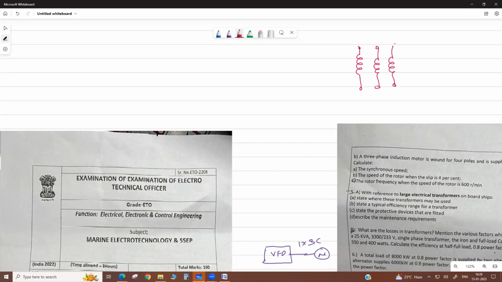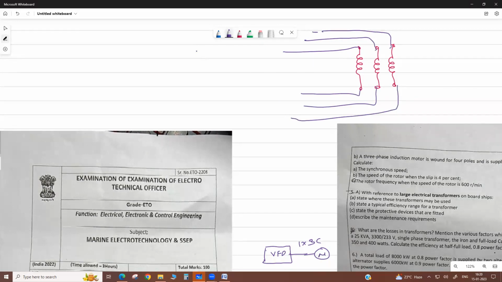Now, to connect in star or delta, all 6 terminals have to be brought to your star delta starter here. Then we use contactors here. There are 3 contactors in star delta: main, star and delta. So this is one run of cable, and this is the second run of cable.